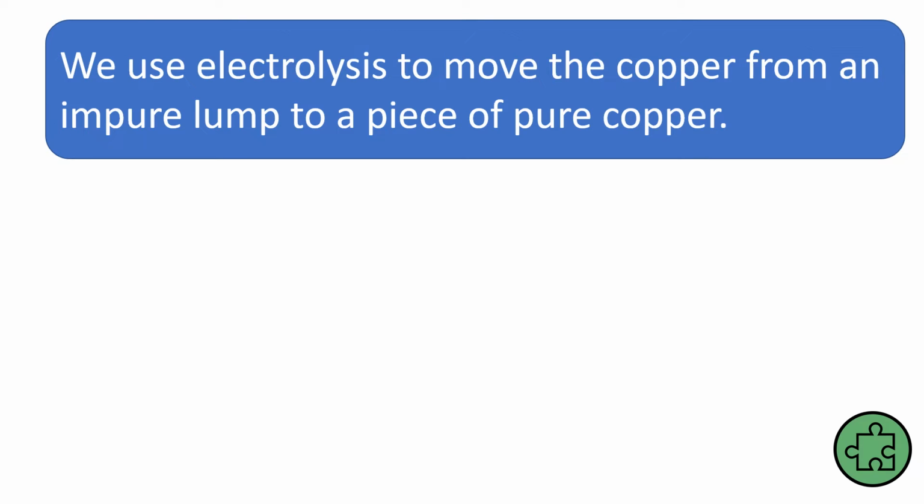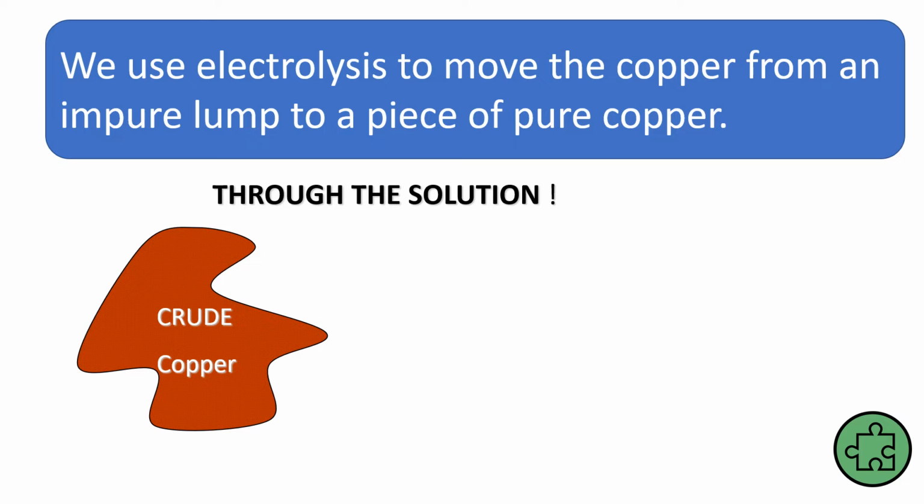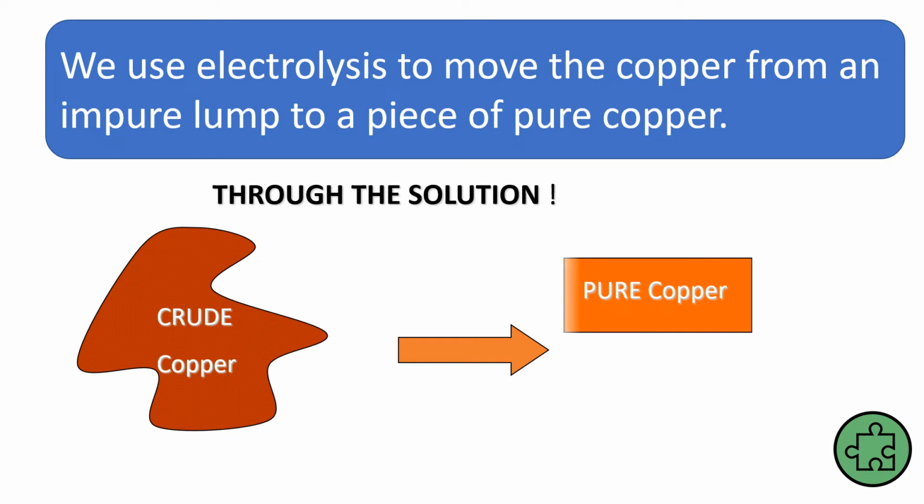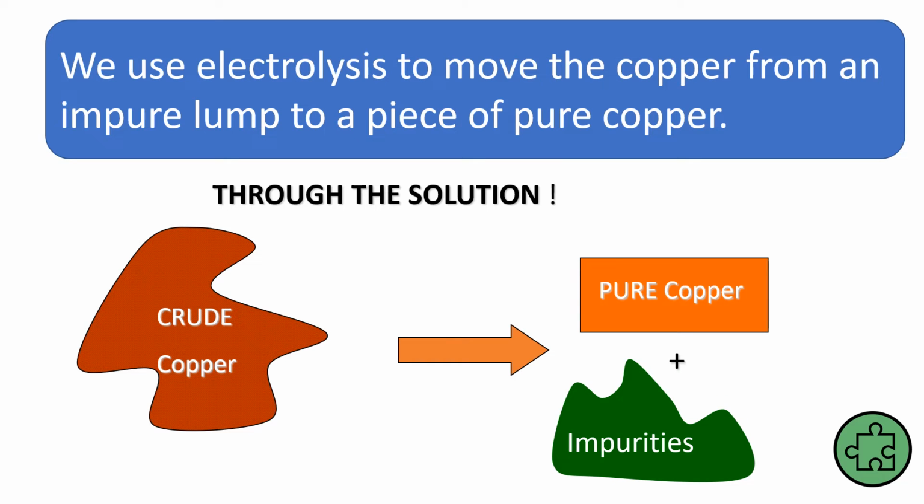So we're looking really at electrolysis being used here to produce pure copper from crude copper metal. So how does this work? Well, we use electrolysis to move the copper from an impure lump, that's smelted copper, to a piece of pure copper, through a solution. So obviously we need electrolysis, we need liquid, we need those ions to be able to move from one side to the other, or move to an anode or a cathode. So we're going to need a solution. So the crude copper is moved into pure copper, and then you are separating your impurities.